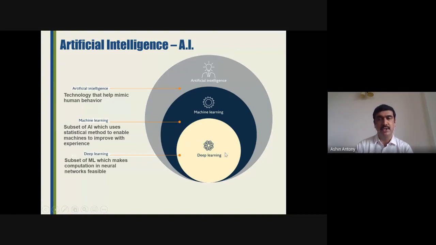For example, neural networks implement deep learning, and when there is learning involved without neural networks, that is the remainder of the machine learning area, right? And when there is no learning involved and no neural networks, then we call those areas artificial intelligence, but they still help mimic human behavior, right? So these are three important aspects that you need to know and remember.